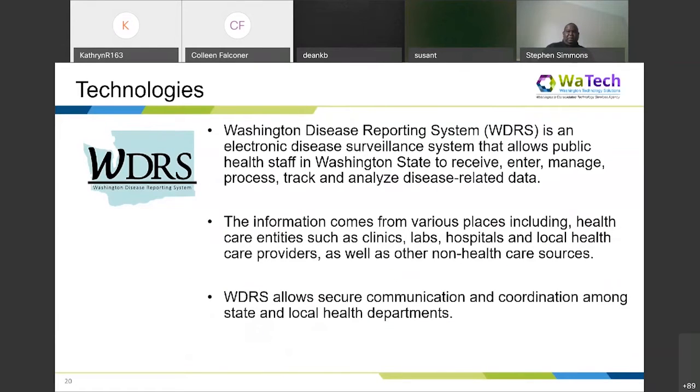So the Washington Disease Reporting System that I've been talking about is actually the disease surveillance system that allows the public health staff in Washington to receive, enter, manage, process, track, and analyze the disease-related data. And this information comes from healthcare providers, hospitals, clinics, labs, and would be considered the protected health information that the Department of Health is receiving from public health entities. And it also is a secure database that only the public health officials have access to.